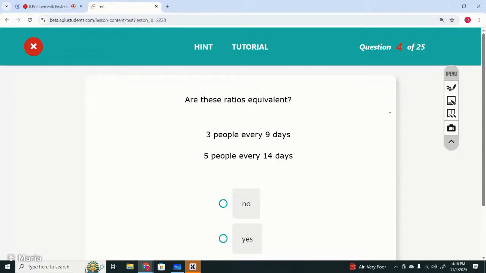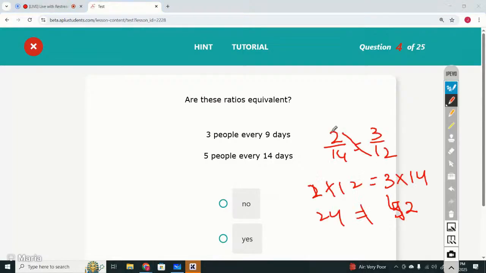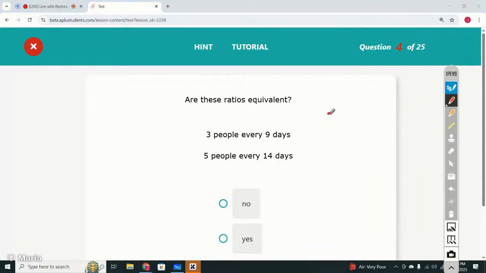Are these ratios equivalent? 3 people every 9 days and 5 people every 14 days. That is 3 to 9 and 5 to 14. 5 times 9 is 45 and 14 times 3 is 42. So they are not equal. The correct option is no, the ratios are not equivalent.